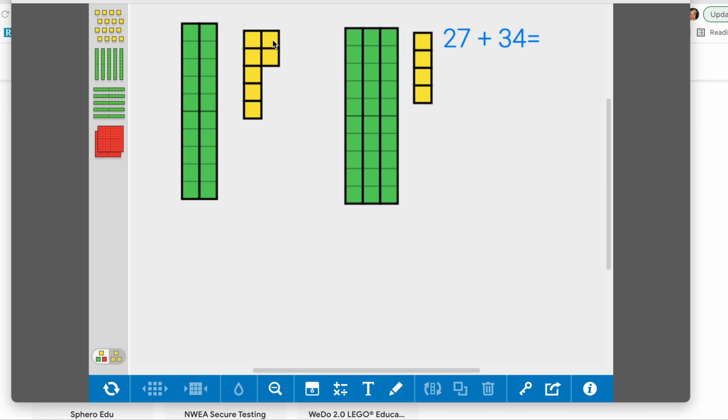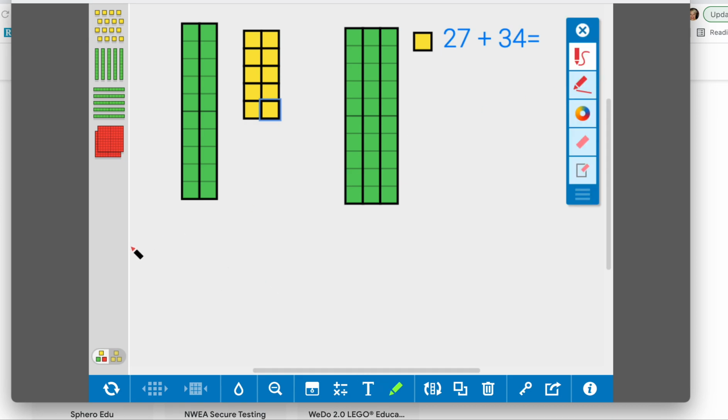And I can see that 27 is closer to a friendly number than 34 is. So how many would I need to move over here? So it looks like I'm going to need to take 1, 2, 3 over, and that will give me 30 on this side. So I have a friendly number now. And instead of 34 on this side, I only have 31.